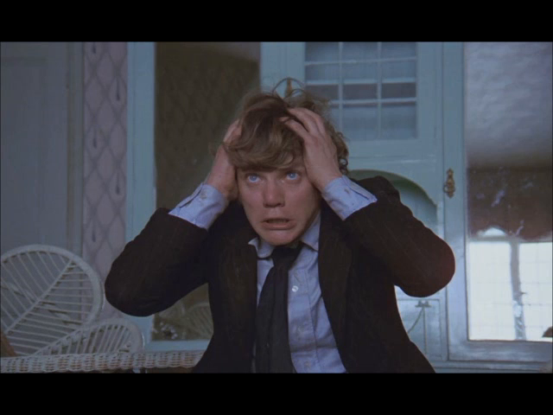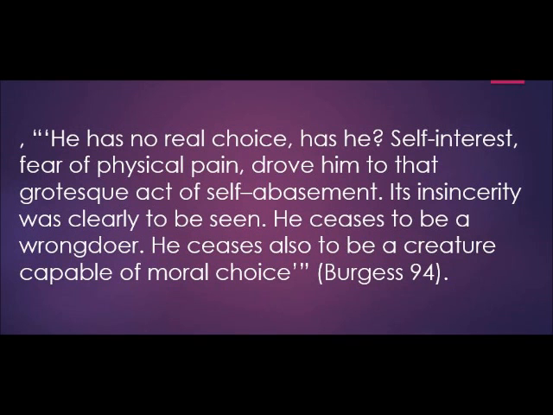He becomes ill at even the thought of violence and is morally incapable of making the right decisions for himself. It comes to show how he has no real choice, has he? Self-interest, fear of physical pain, drove him to that grotesque act of self-abasement. Its insincerity was clearly to be seen. He ceases to be a wrongdoer. He ceases also to be a creature capable of moral choice. Through the use of movies and technology, it is evident that A Clockwork Orange effectively displays the technology aspect of dystopian fiction.